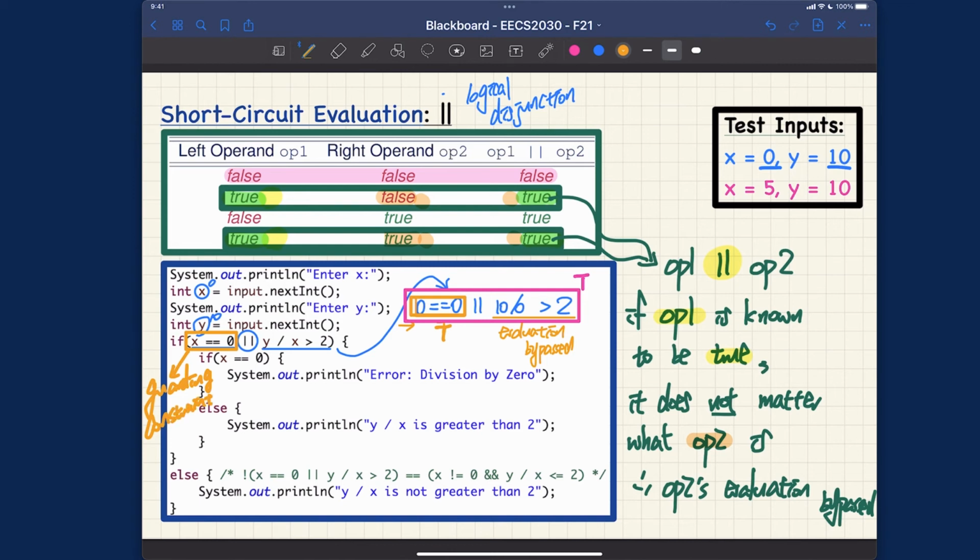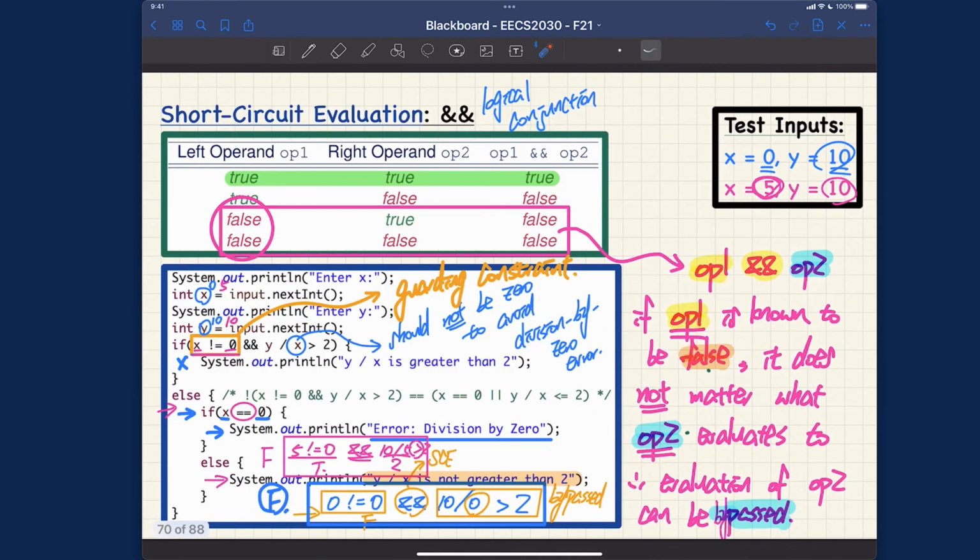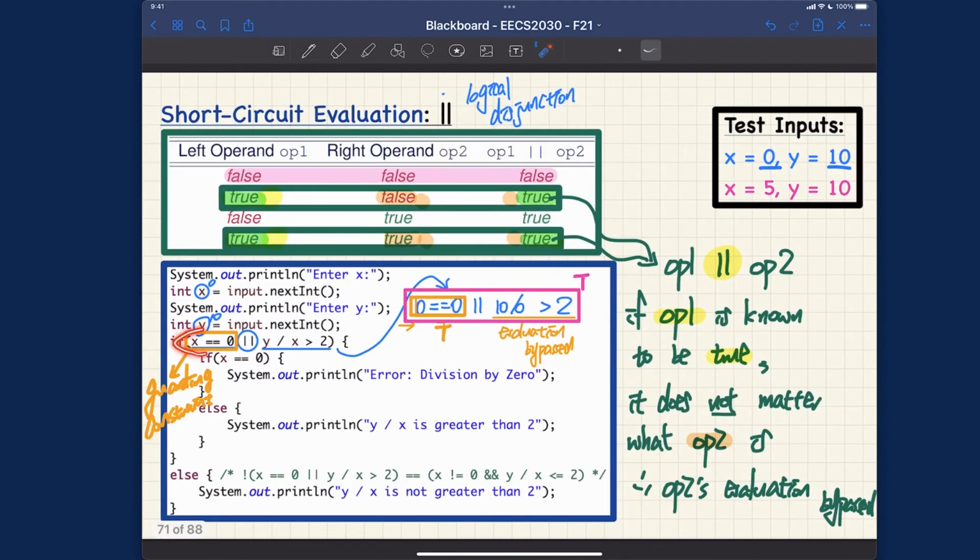And what I want you to really pay attention to is how to define a guarding constraint for disjunction versus conjunction. Let me just draw your attention to this. In this case, the guarding constraint for the conjunction will evaluate to false to protect. And in this case, the guarding constraint for the disjunction will evaluate to true in order to protect the corresponding division by 0 error. Okay, that's something I want you to also think about.